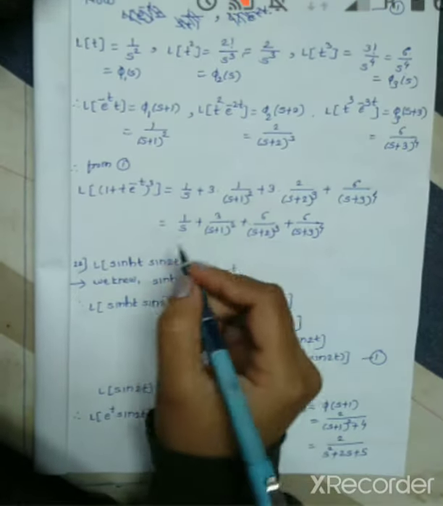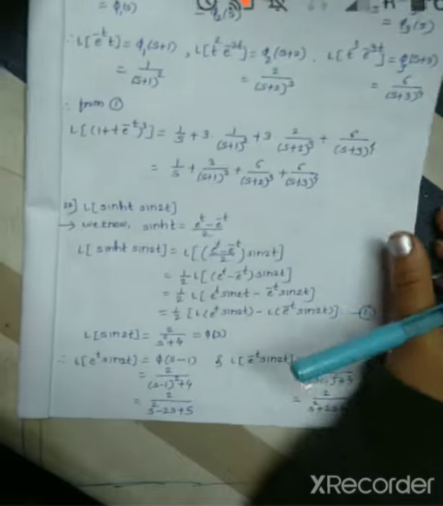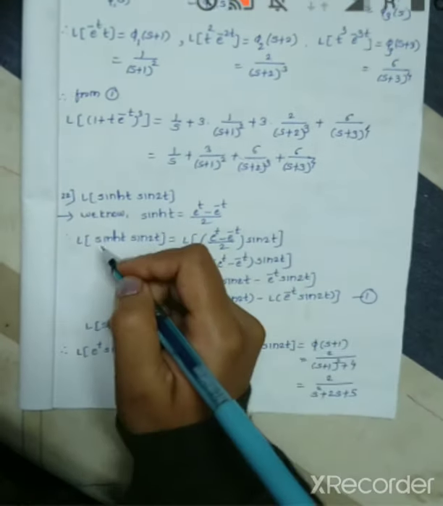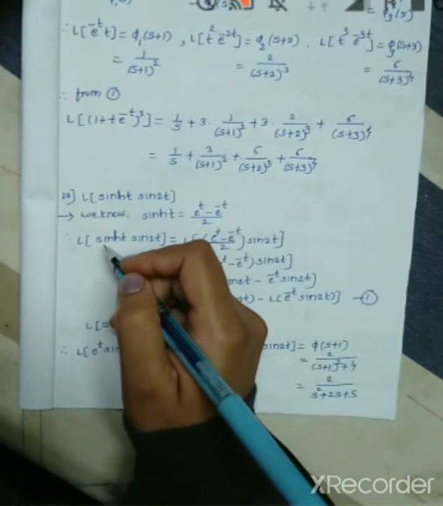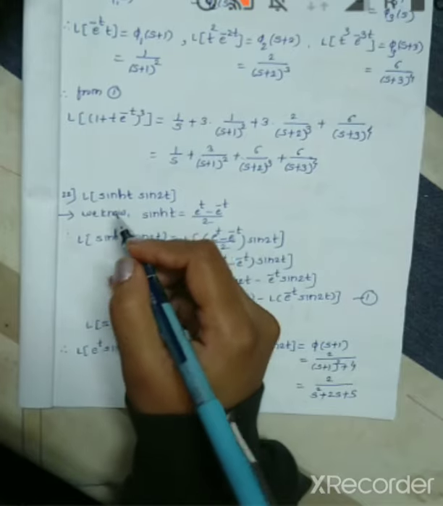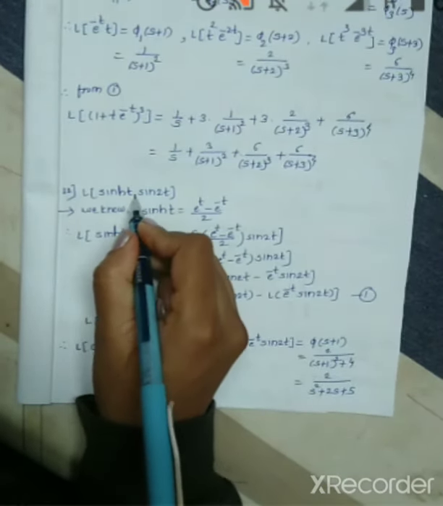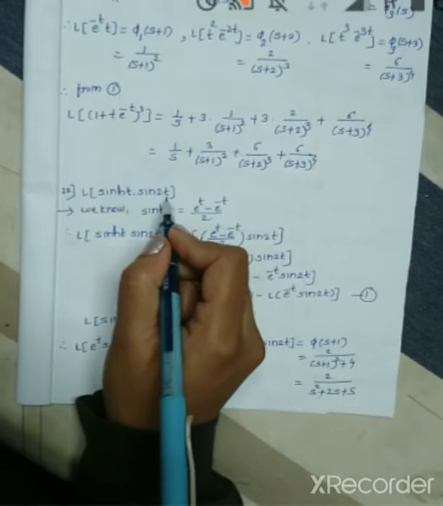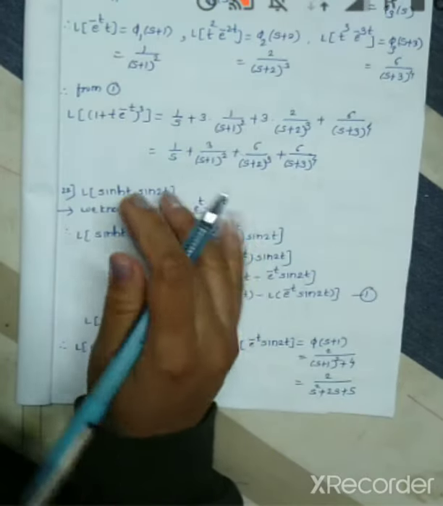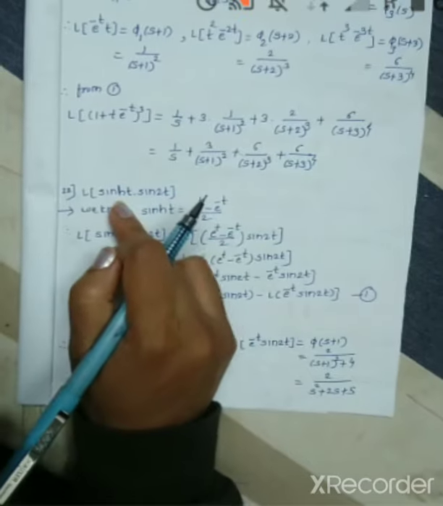Hello everyone. Now let us consider the next example, the 22nd example, where we have to find Laplace of sine hyperbolic t into sine 2t. This is a normal angle, like sine and cos. This is a hyperbolic angle.